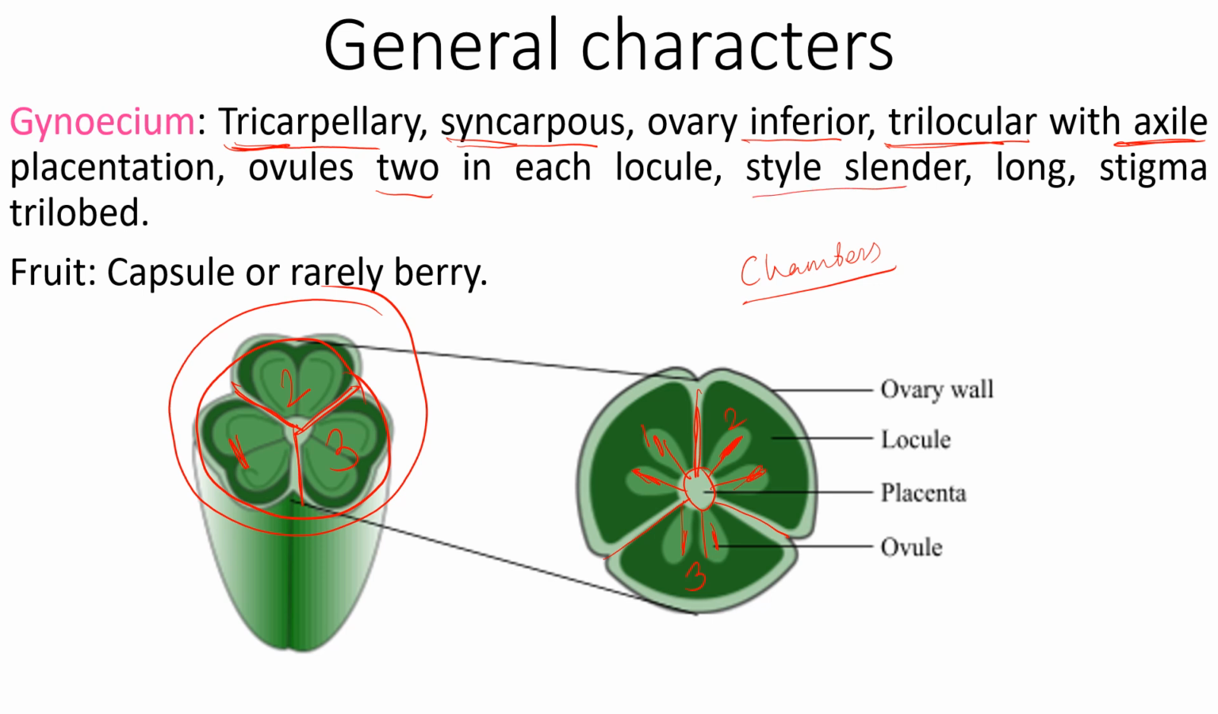Style is slender, long, and stigma is trilobed. Fruit in case of family Amaryllidaceae is either a capsule or rarely a berry, which means a multiseeded fruit.